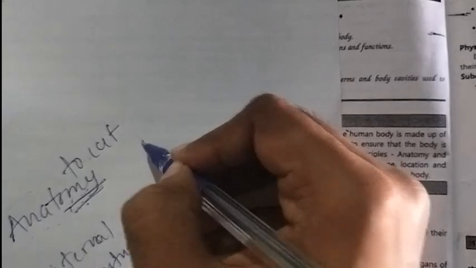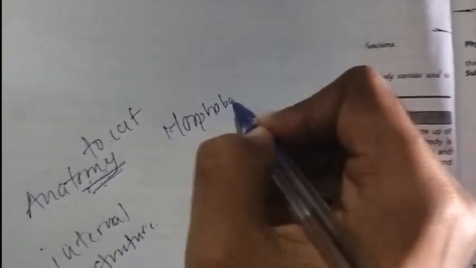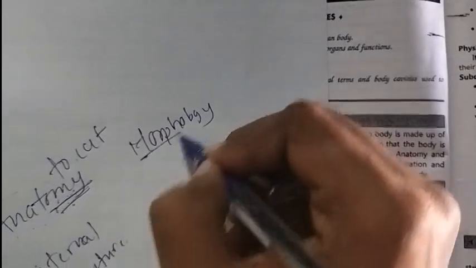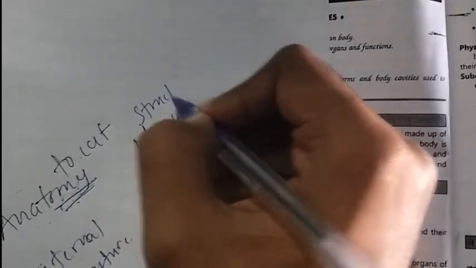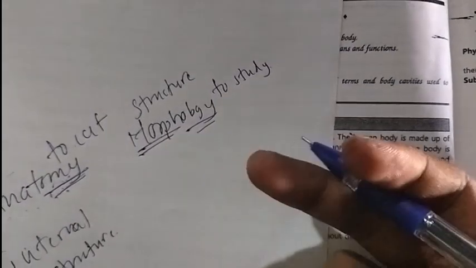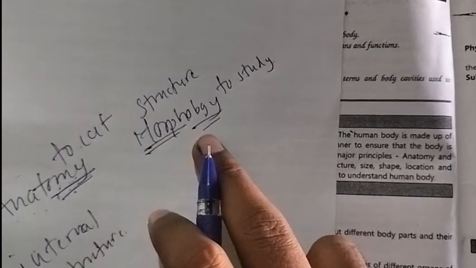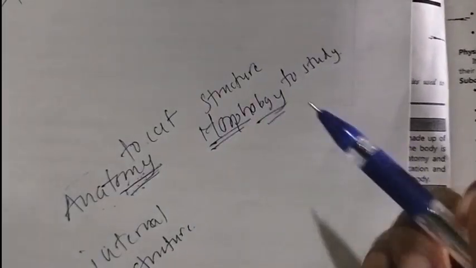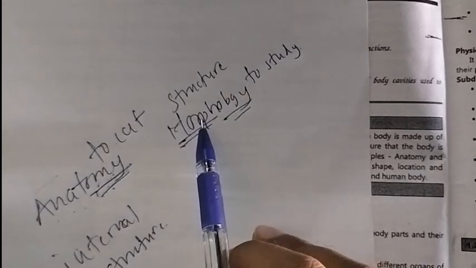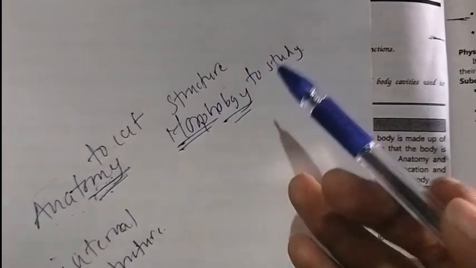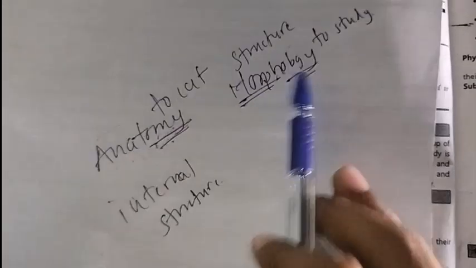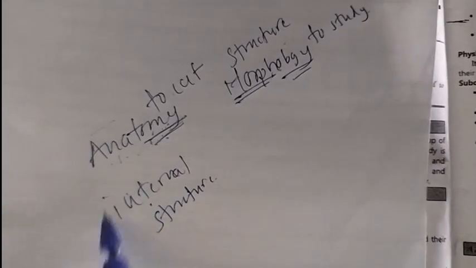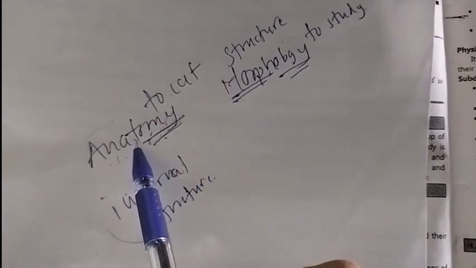Then what is morphology? In Greek language, morph means structure and logy means to study. That means in morphology we are going to study the structures, maybe internal or external, of an organism or plant. But in anatomy we are going to study only the internal structures of an organism or plant. This is the basic difference between anatomy and morphology.